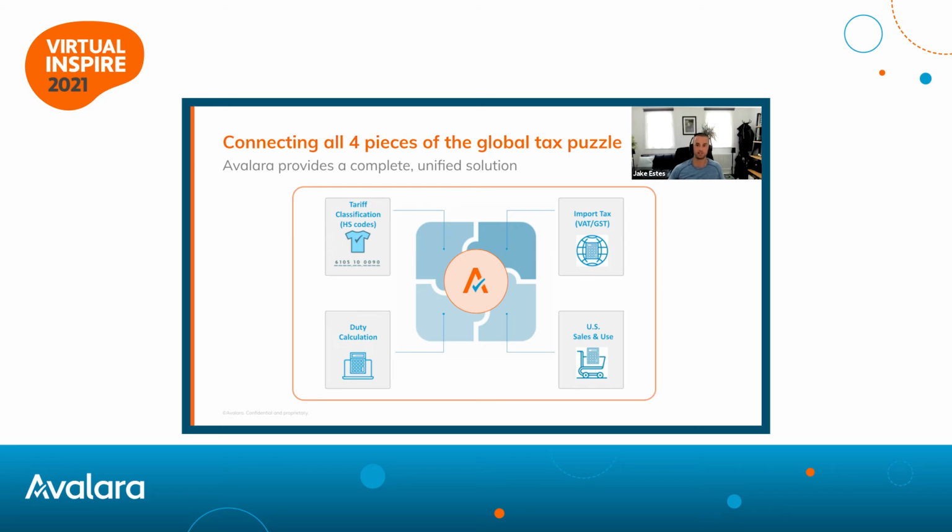And then, of course, in the US, they don't have import VAT or GST. They do have duties. They've got something special called sales tax, as this group probably already knows. But Avalara, of course, automates the collection of the US sales taxes and the reporting of those taxes to the relevant state authorities as well. Okay, so with all four of these, tariff classification, import VAT, duties, and US sales taxes, Avalara does have you covered from a technology perspective.